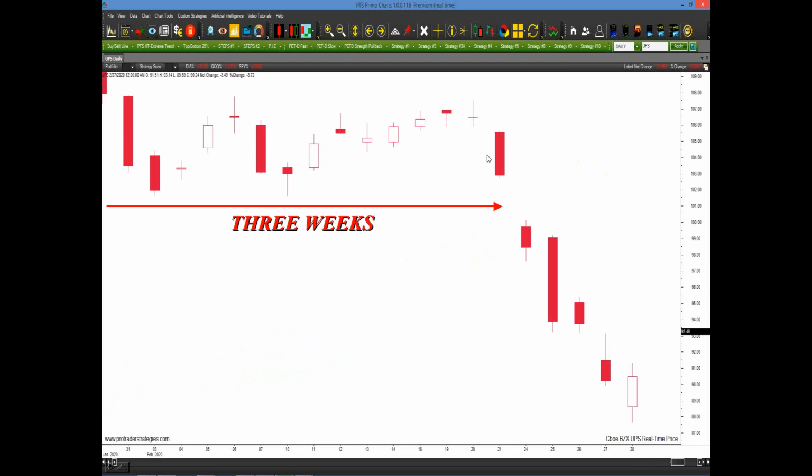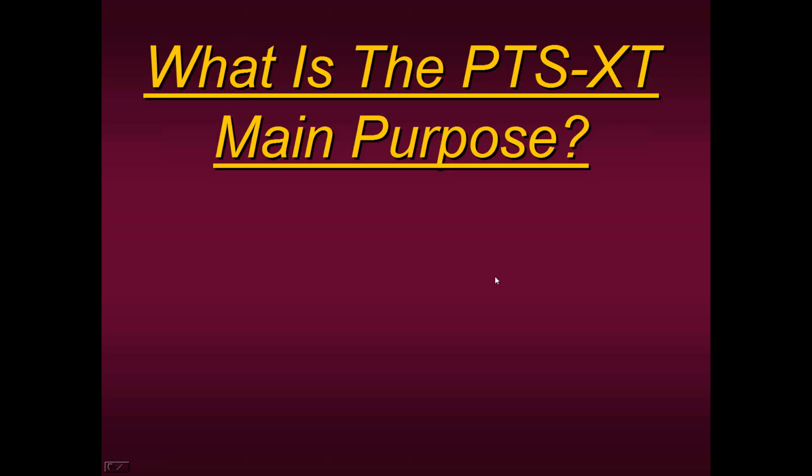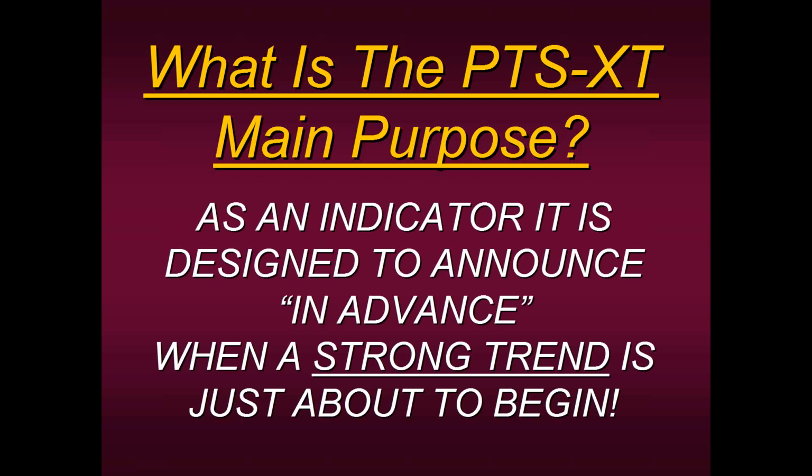So because of its sensitivity, it doesn't always tell you exactly at the moment when an extreme trend is supposed to happen. Here's the beauty of the PTS XT. That's what it was designed for. Not to have you in it early like here, but so that it's giving you a warning just maybe a day or two before that happens. So the main purpose of this, it's an indicator designed to announce in advance when a strong trend is just about to happen.